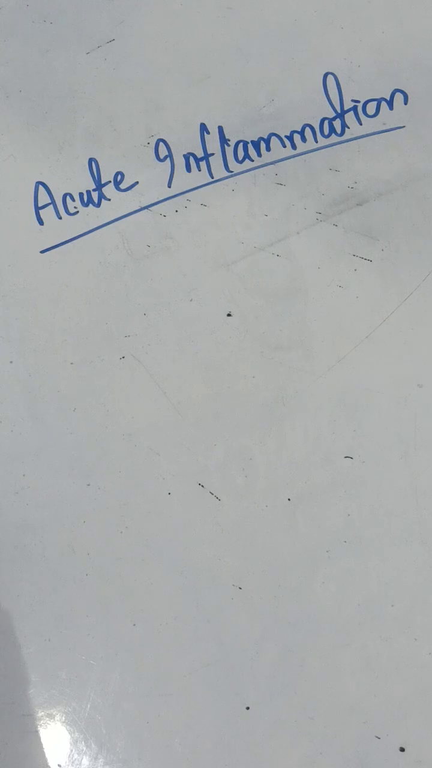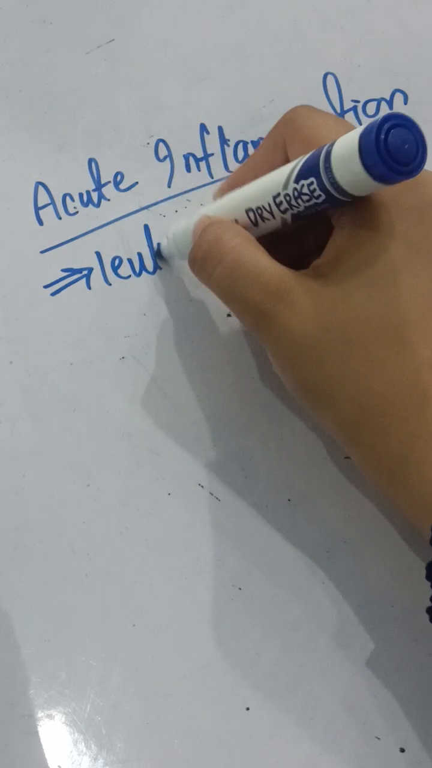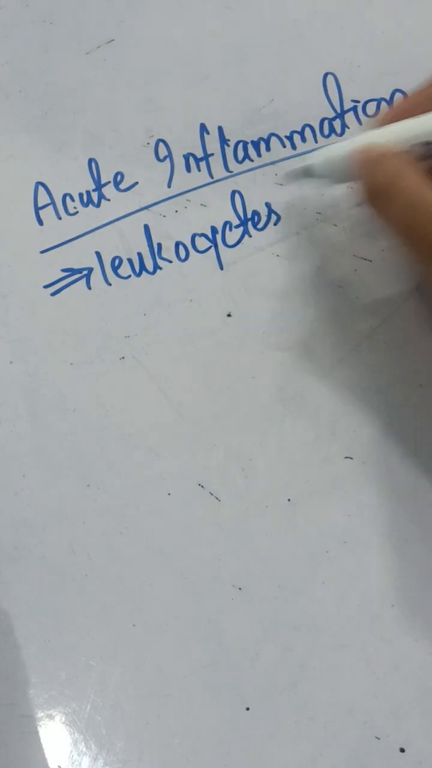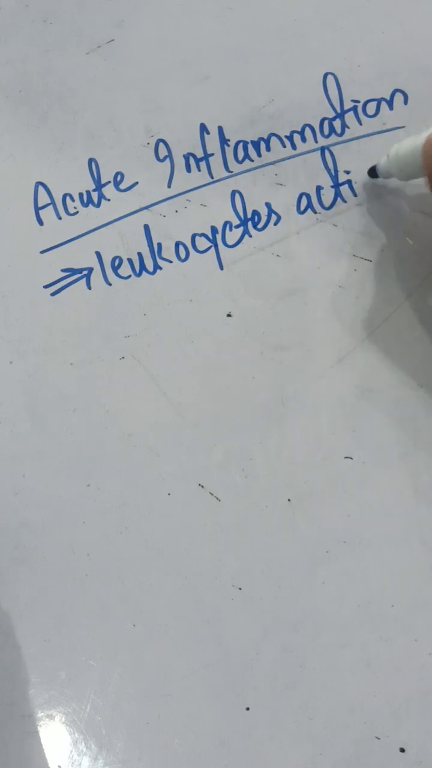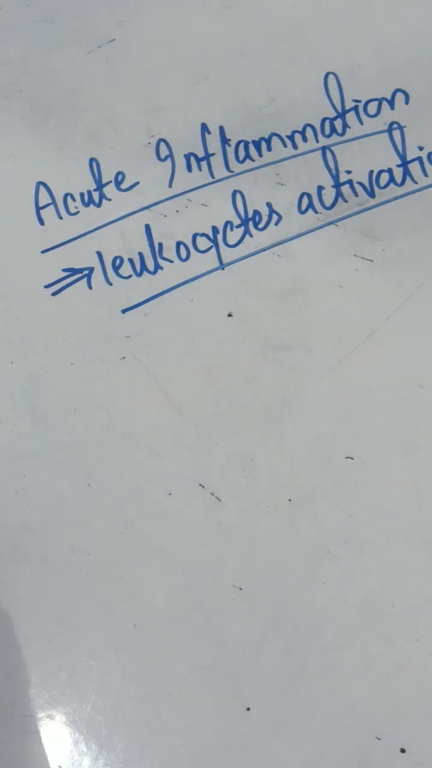So this is all the things involved in the activation and migration of your leukocytes. Now in today's lecture, we are going to see how your leukocytes, your white blood cells, activate. We have seen their migration, how they migrated. Now your leukocytes reach the site of inflammation.